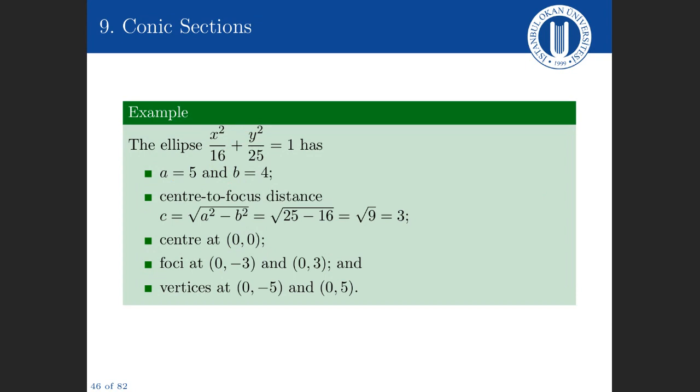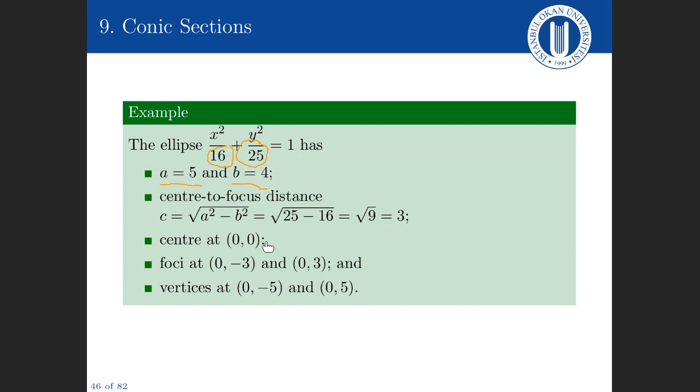Another example. x squared over 16 plus y squared over 25 is equal to 1. The two numbers now are 16 and 25. Which is bigger? 25 is bigger. So a must be 5 and b must be 4. Then we can calculate the center to focus distance, which must be 3.